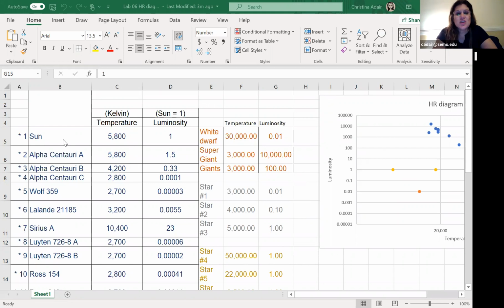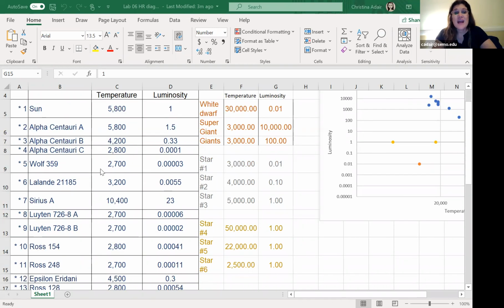So if you'll notice here, we have the sun. The temperature is 5,800 Kelvin. The luminosity is 1. So all these numbers are compared to the sun. Alpha Centauri A, same temperature, 5,800 Kelvin. The luminosity is 1.5, so that star is slightly brighter. Alpha Centauri B, 4,200 is the temperature, and the luminosity is 0.33, so it's only a third of our sun. And then Alpha Centauri C, 2,800 and 0.0001 luminosity. So you can barely see that puppy.